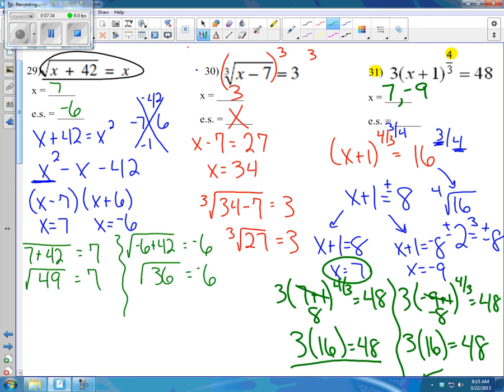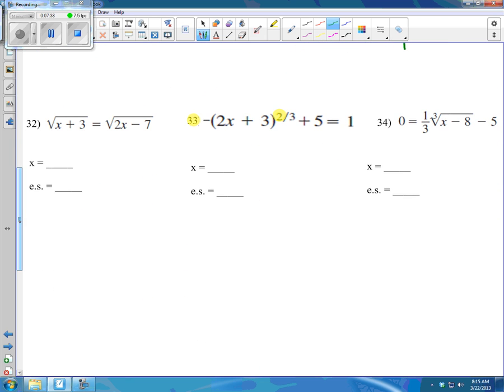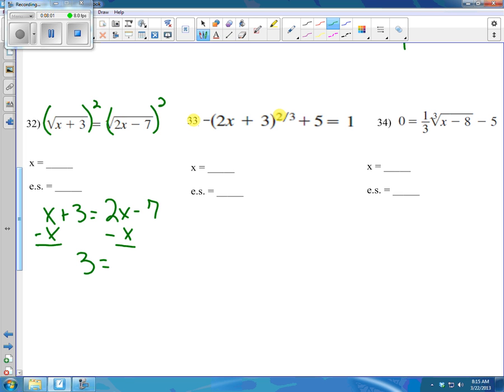All right, let's go to 32. 32 is a problem that has two x's, and they have already for us gotten one x on one side and one on the other. So to start bringing those x's together, to undo those square roots, I'm just going to square both sides. If they had both been cube roots, I would have cubed both sides, or 4th roots to the 4th power. So the left just becomes x plus 3, the right becomes 2x minus 7. I'm going to have the x's join up, and then I'll add the 7 to the other side.